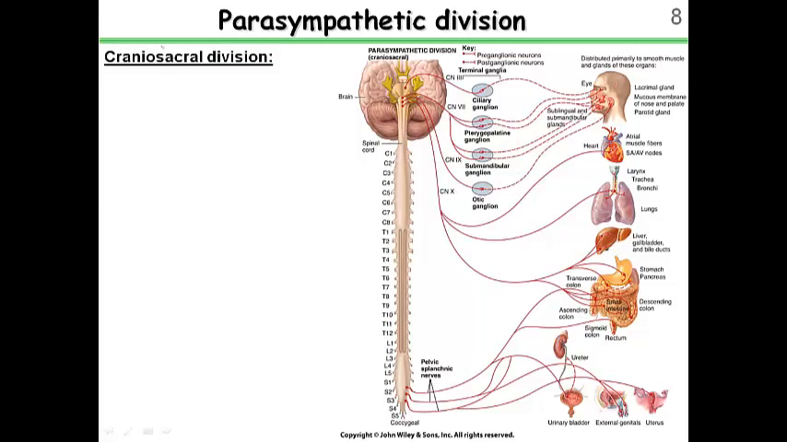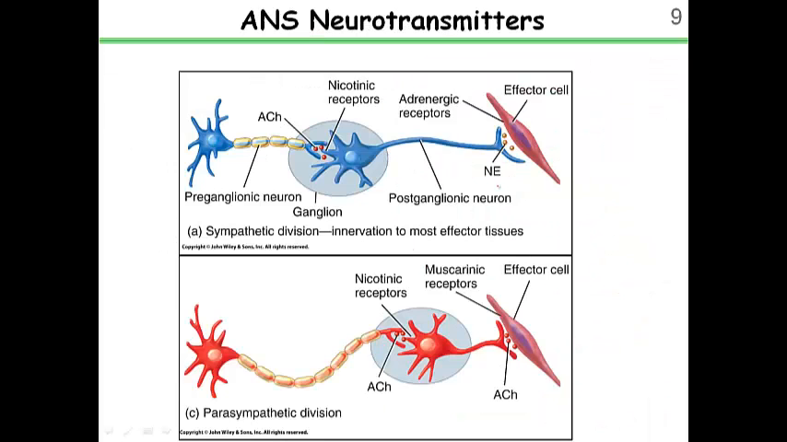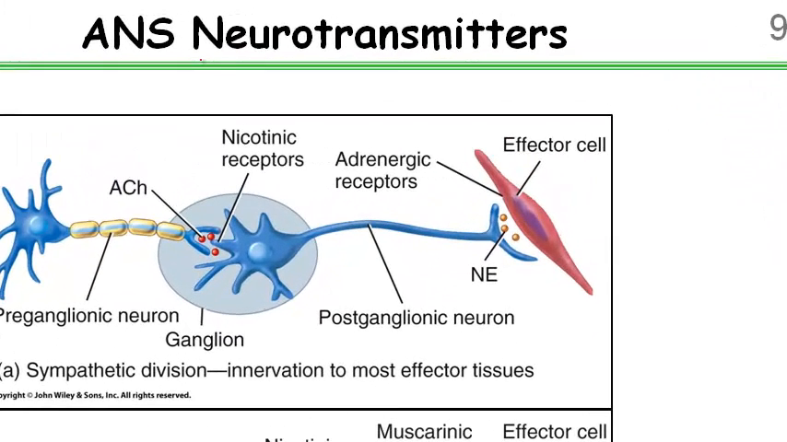Parasympathetic, again, neurons come out of the cranial region and sacral region, so we often refer to it as the craniosacral division. And then there are some ganglions as well. So that's just some differences between sympathetic and parasympathetic. In the next video, we're going to be talking about what neurotransmitters are used by your autonomic nervous system.